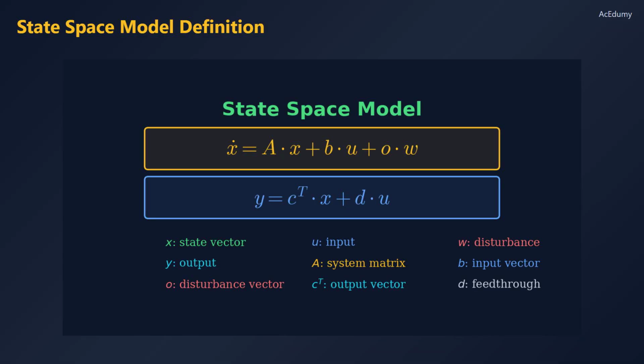The linear state space model has two equations. The state equation: x dot equals A times x plus B times u plus O times w. Here, x is the state vector, u is the input, and w is the disturbance. The output equation: y equals C transpose times x plus D times u. A is the system matrix, B is the input vector, O is the disturbance vector, C transpose is the output vector, and D is the direct feed-through scalar.